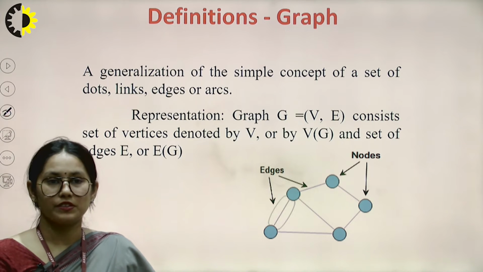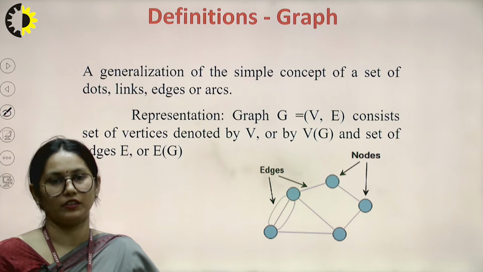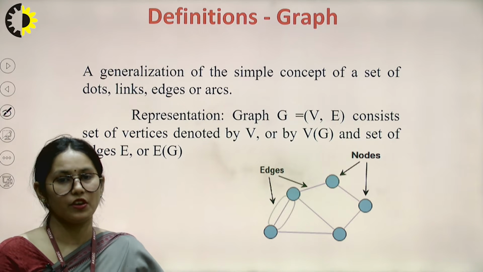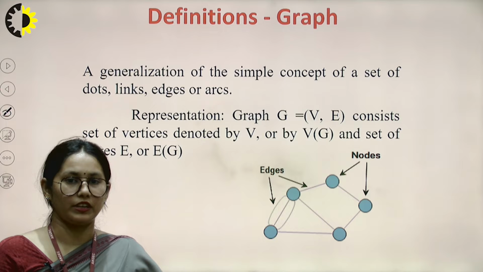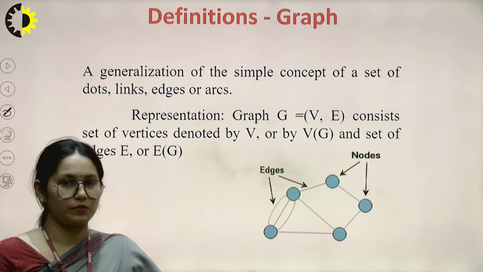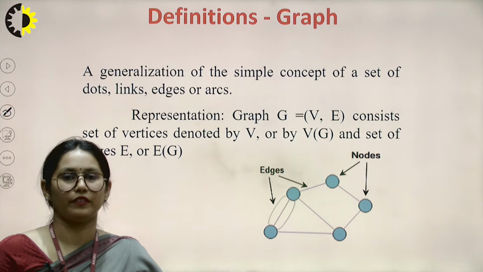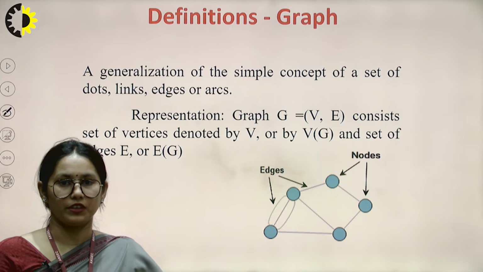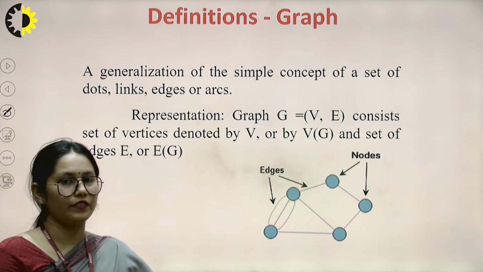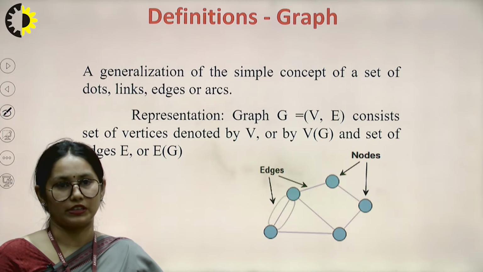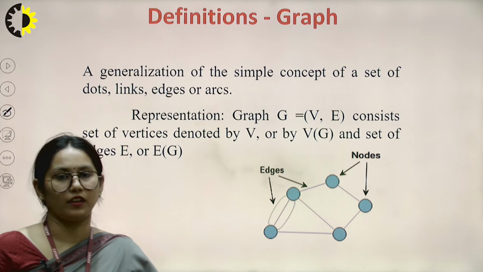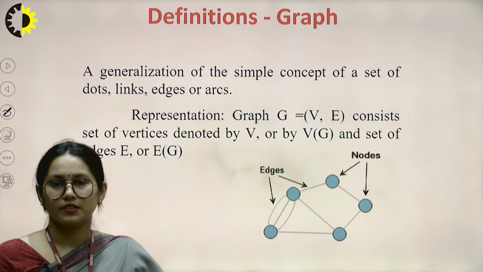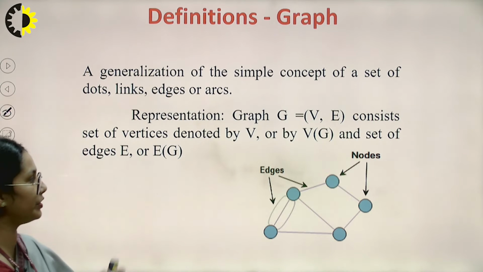Graph is a kind of generalization term which is used for linking different kinds of vertices, or you can say it is a graphical representation of any kind of set. As we know, a set is a collection of various elements or objects. How can we represent that particular set in a pictorial form? Graph is a pictorial representation. It is a set which has dots, links, edges, vertices and all that.